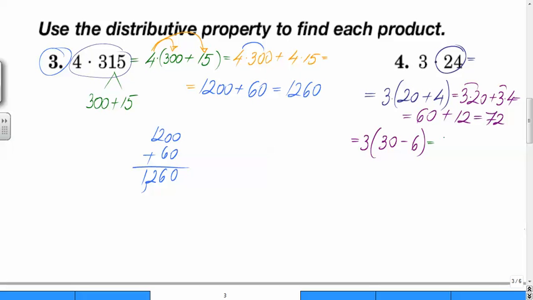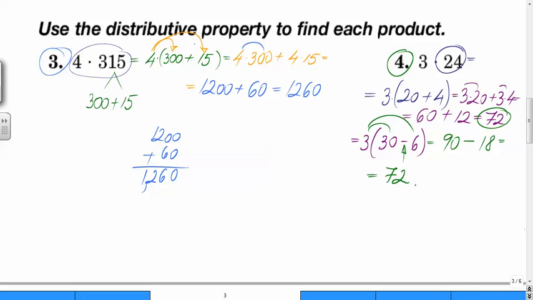Okay, in the next one, we're going with difference, right? 3 times 30 would be 90, right? Multiplying 3 times 30, and then 3 times 6, but make sure that you're keeping the sign that's inside the parentheses. In this case, we have a difference of 30 and 6, right? So it'll be minus 3 times 6, which is 18, equals, well, if you subtract, you better get 72. And this is problem number 4, solved in 2 different ways using the distributive property.